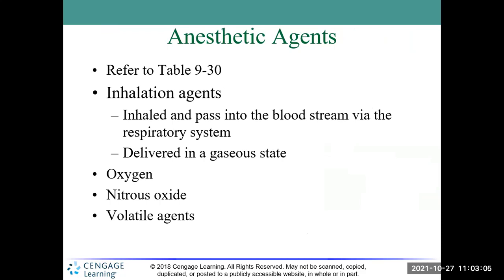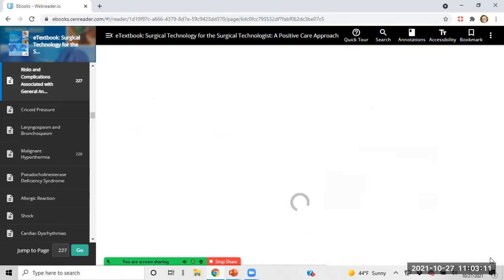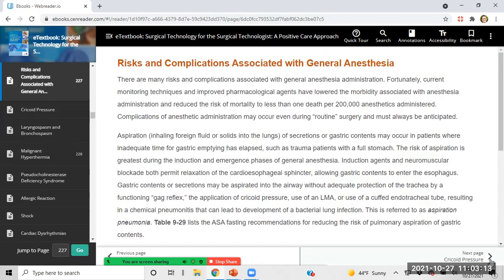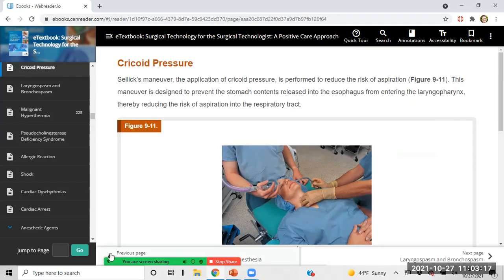Okay, we're going to look at table 930 now, looking at the different... we've already gone through the risks. Oh, let me go back one.